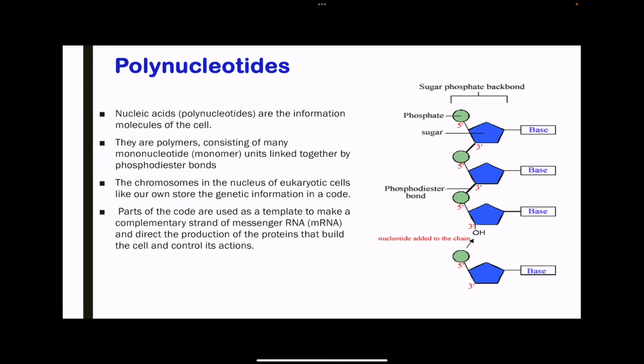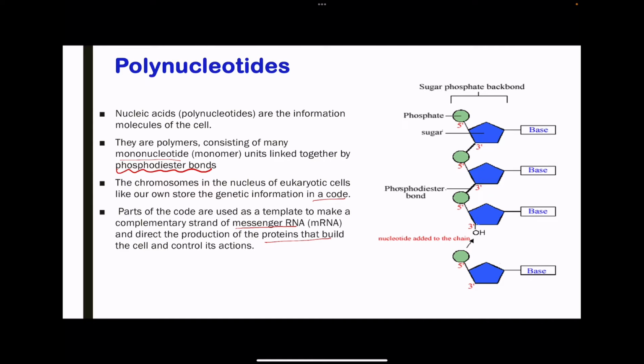When we go to polynucleotides, these are formed when many mononucleotides are linked together. So these are nucleic acids, which are formed within cells. They are polymers consisting of many mononucleotides, like the ones we saw on the previous page, held together by phosphodiester bonds. The chromosomes in the nucleus of eukaryotic cells, like, of course, our own, will store the genetic material in the code. Parts of this code are used as a template to make a complementary strand. Of course, we'll talk about this later. Parts of the code are used to make messenger RNA, which is later going to be translated in order to produce proteins that are used as building blocks for cells, as well as controlling specific actions within our bodies.